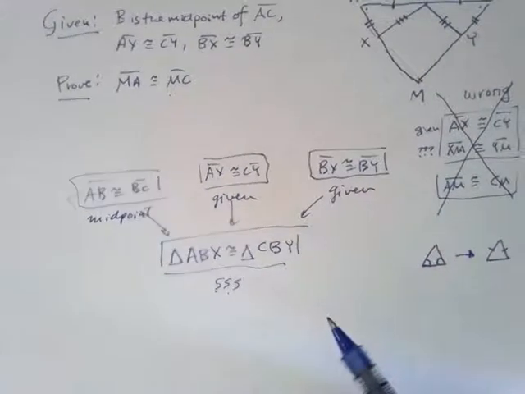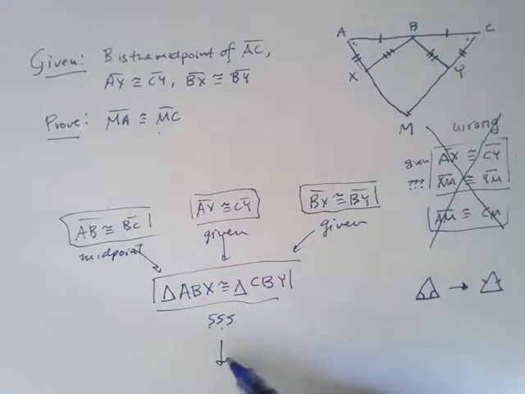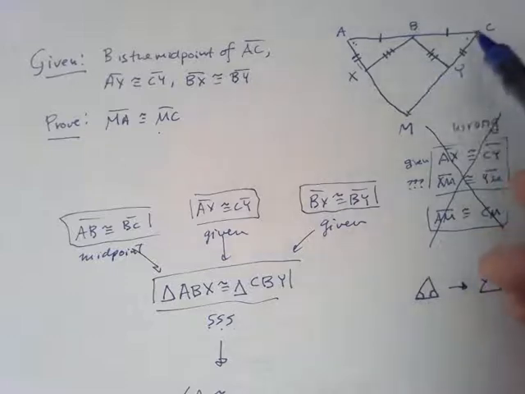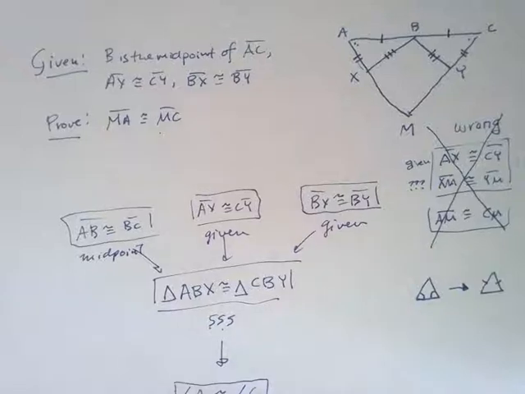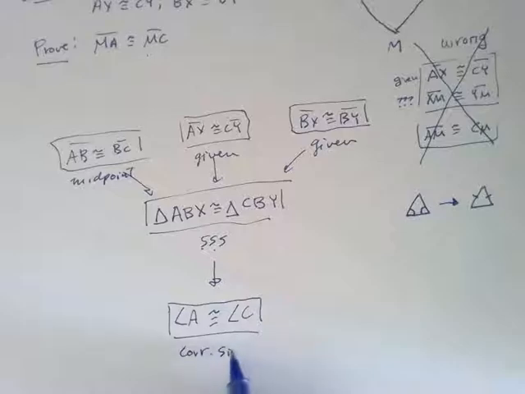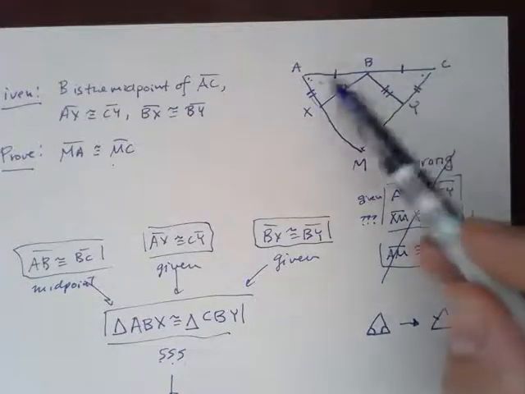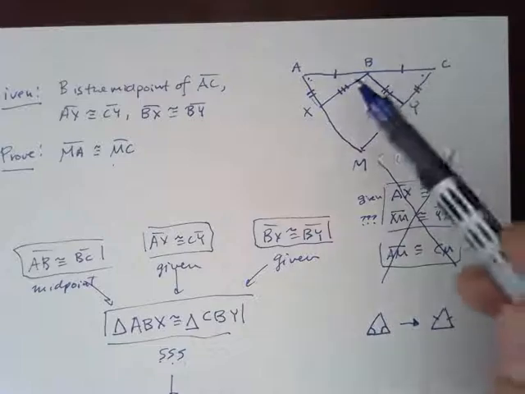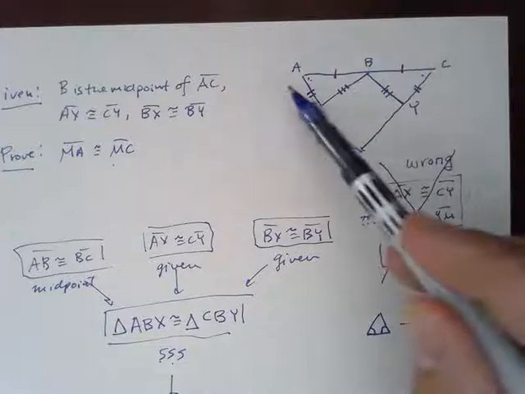Because they're congruent, this angle here at A in this triangle must be congruent to the angle at C in the other triangle. Those are corresponding parts, corresponding sides. And then switching to the bigger view, those two angles that we knew were congruent because they're corresponding parts of the small triangles, they are at the same time a pair of congruent angles in this one big triangle.